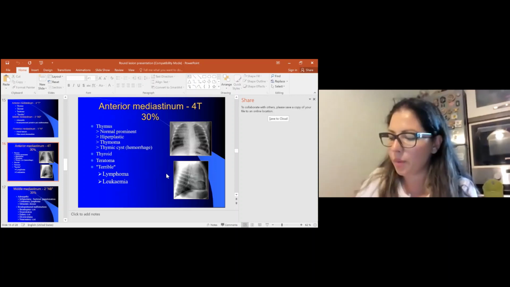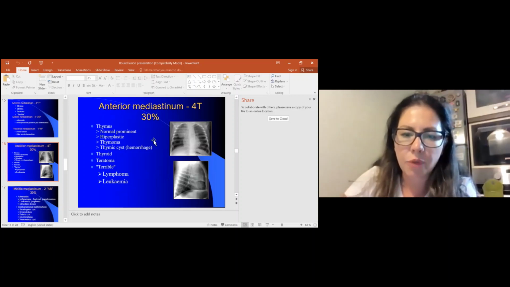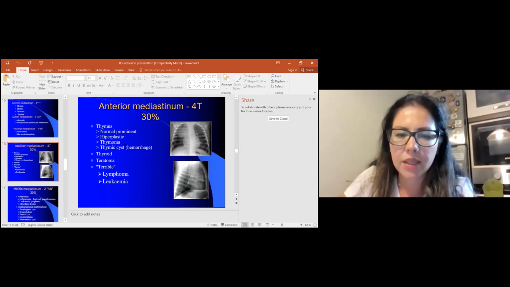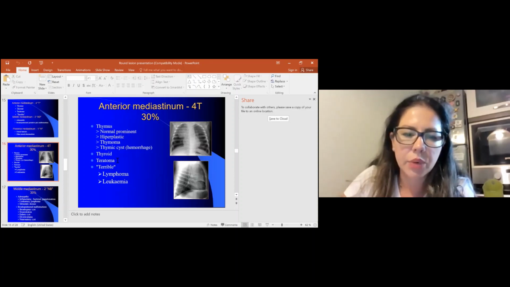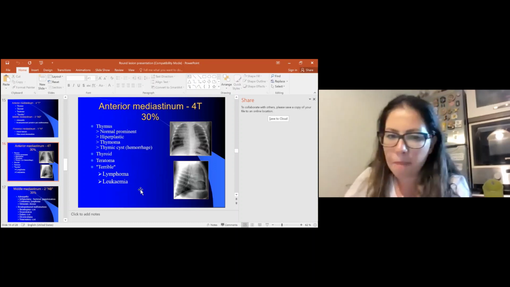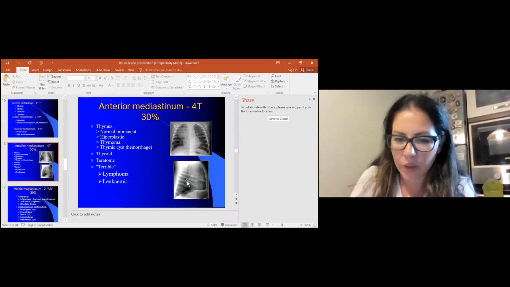Anterior mediastinum. 30% of round lesions are found in the anterior mediastinum. Most frequently they are thymus, normal prominent, hyperplastic, thymoma, thymic cyst, steroid, teratoma, terrible, lymphoma, and leukemia. This is a normal thymus. Why is it normal? Because this shadow we cannot see in the lateral radiogram. If it's a mass, we will see it also here or maybe here.